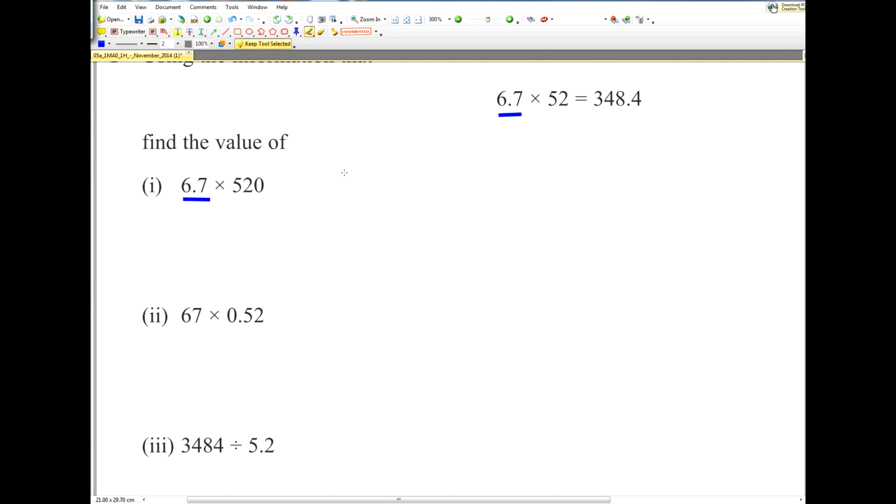So the 6.7 has stayed the same. And then we have 520. Now, it was originally 52. So we have multiplied 52 by, the pen is too thick, so we times that one by 10. So if we times the question by 10, we're going to have that feeding through the answer. We're going to times the answer by 10 too. So normally the answer would have been 348.4, but now it becomes 3484. Because this number 52 became 10 times bigger, our answer became 10 times bigger, giving us a new answer of 3,484.